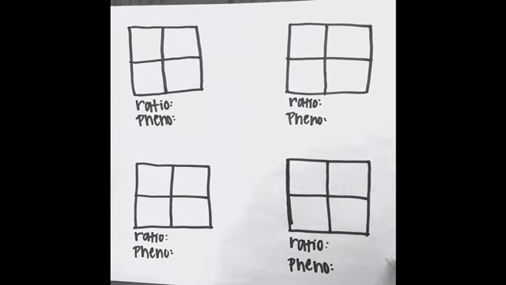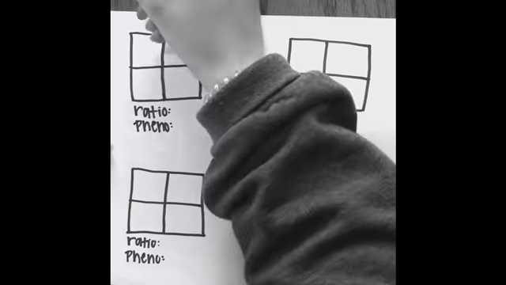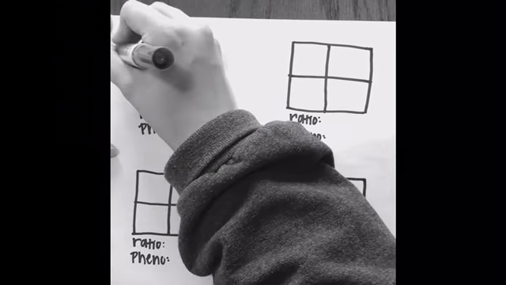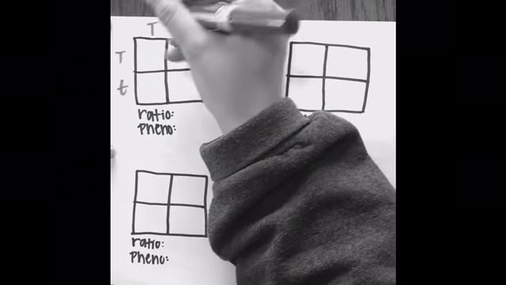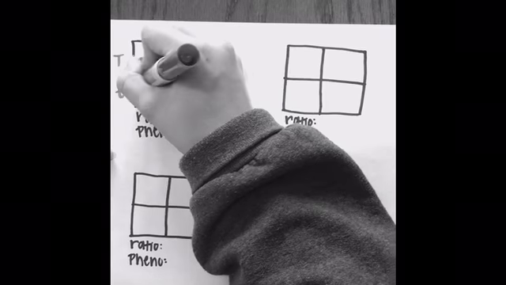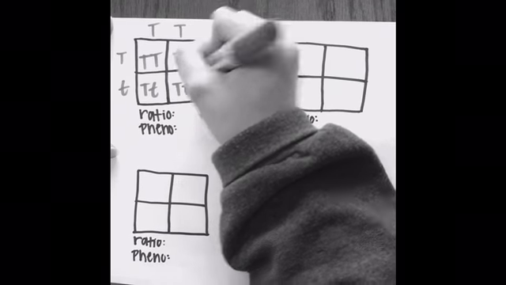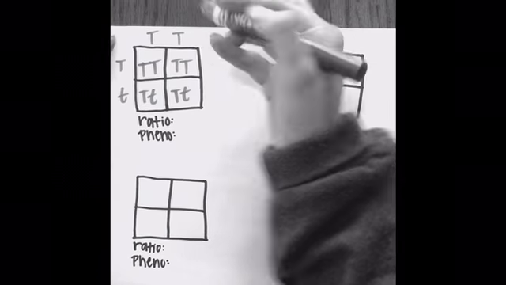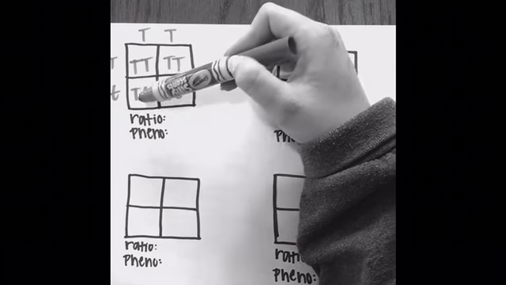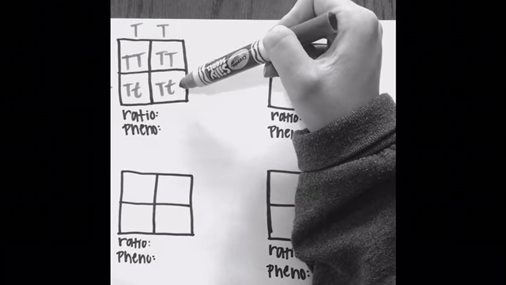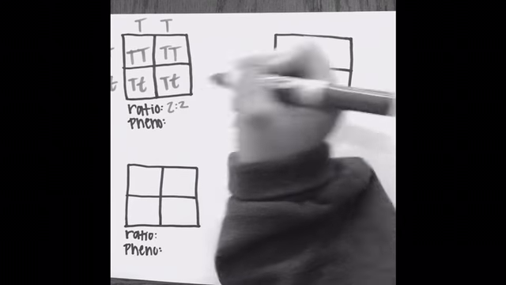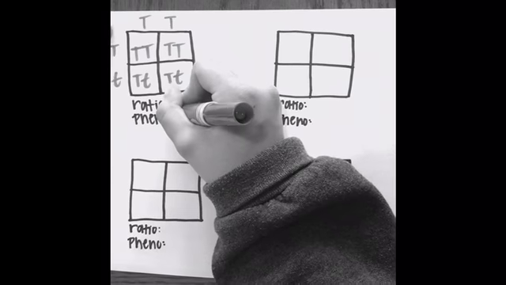For our first one, we are going to do a parent homozygous for tall stems and then a parent heterozygous for tall stems. When we cross this, we get 2 offspring big T, big T, homozygous for tall stems, and 2 big T, little t, heterozygous for tall stems. The ratio for this one is 2 to 2, with all 4 being tall.